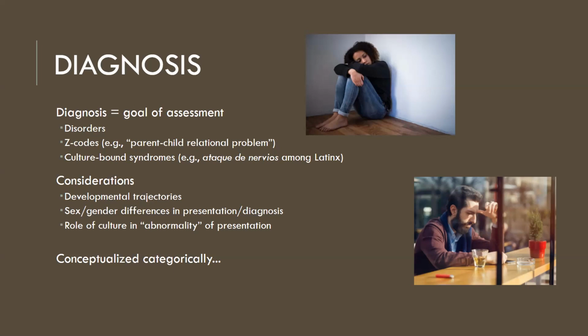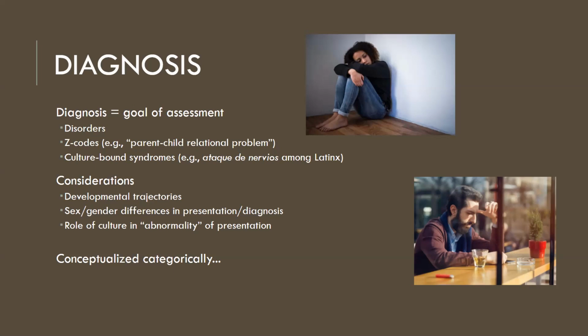A developmental trajectory means that a disorder looks different sometimes depending on how old a person is. So for instance, we might see more anger from a child or a teenager with depression versus an adult. We might see more sadness from that individual. So it's important to know whether or not a disorder looks different at different ages.